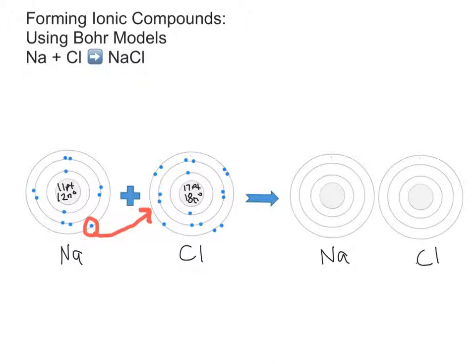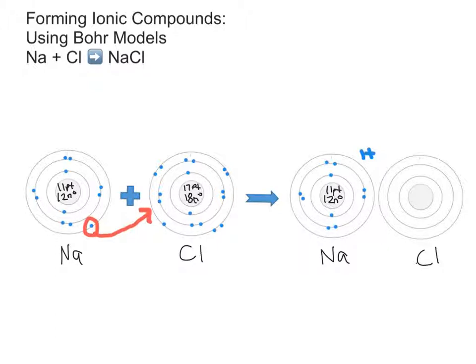So nothing has changed in my nuclei. I still have 11 protons, 12 neutrons. For my sodium, what I've done, remember, is lost an electron. So I will not place that outermost electron on there. In the process of losing that electron, I gained a 1 plus charge. So I will also list that by my Bohr model.